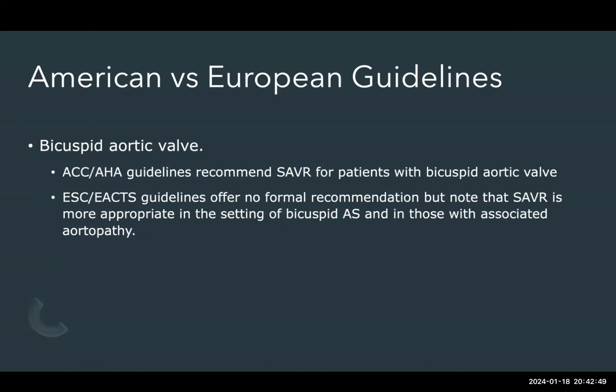Very important, bicuspid aortic valve. All the clinical trials excluded bicuspid aortic valve, though the first case of TAVR was done in a patient who had bicuspid aortic valve. We do bicuspid aortic valve on a daily basis everywhere. However, in the guidelines, if you see bicuspid aortic valve, prefer surgery.